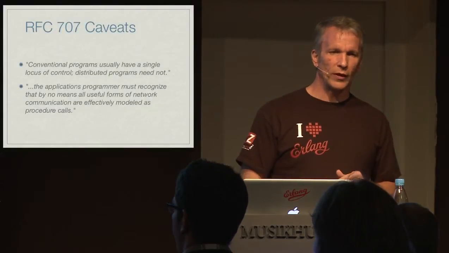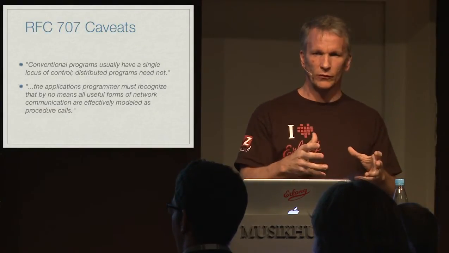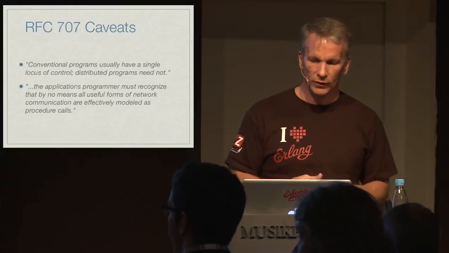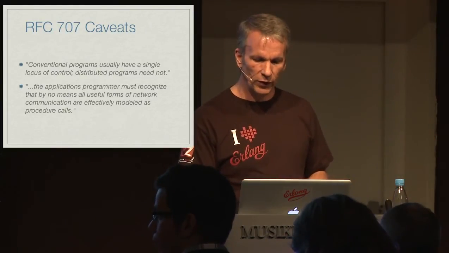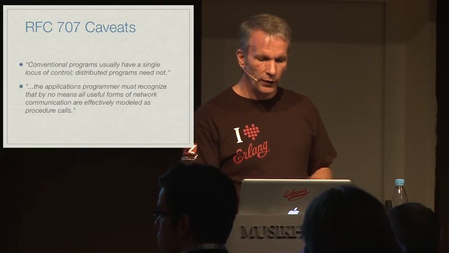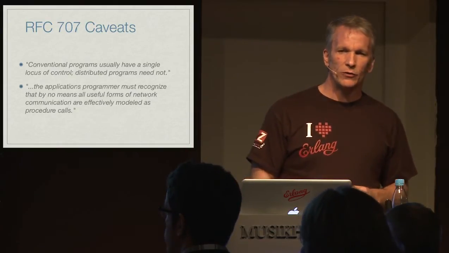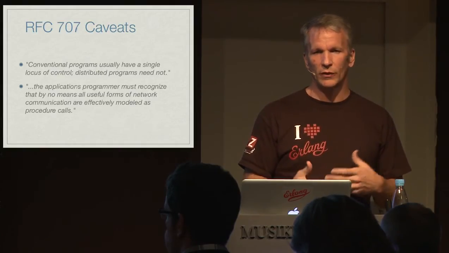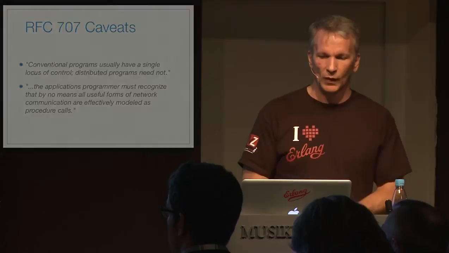Conventional programs kind of have one source of control, whereas distributed programs have multiple sources of control. So that's another warning that the RFC was giving us: the application's programmer should be aware that not all interactions can be captured by this procedure call model. So you kind of wonder, you've got RFC 707 pushing this model, but it's got these caveats as well. And you're wondering, why does it have those caveats?